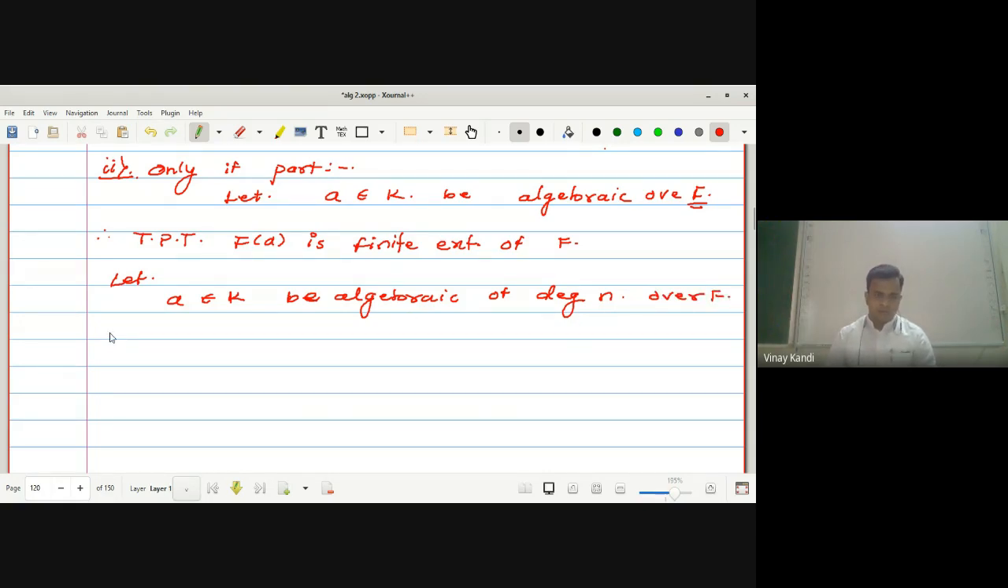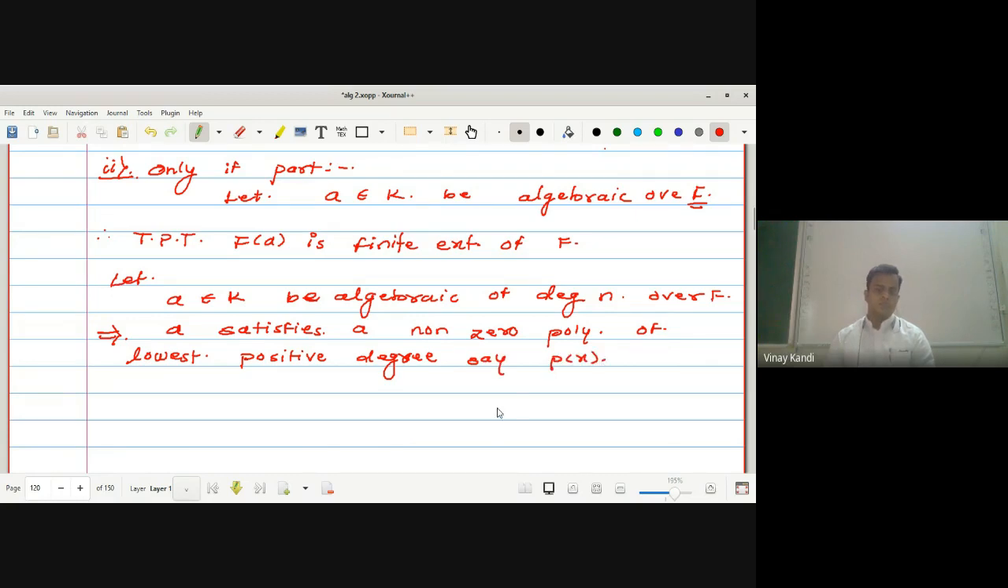Okay, what is the meaning of this sentence? a satisfies a non-zero polynomial of lowest degree, lowest positive degree, say p(x). If the degree of a is n, then what should the degree of p(x) also be? Degree of p(x) is equal to n.